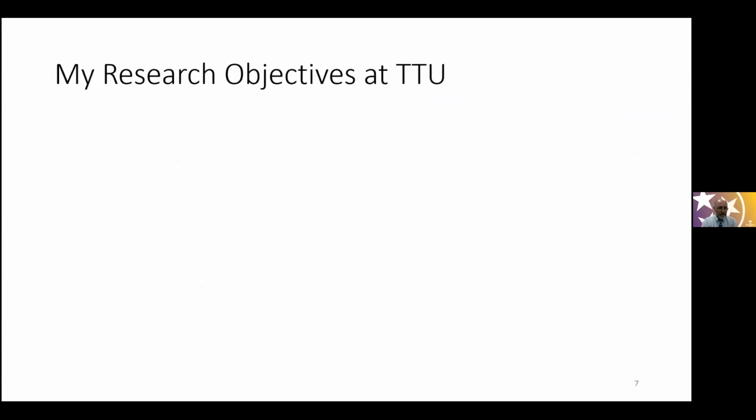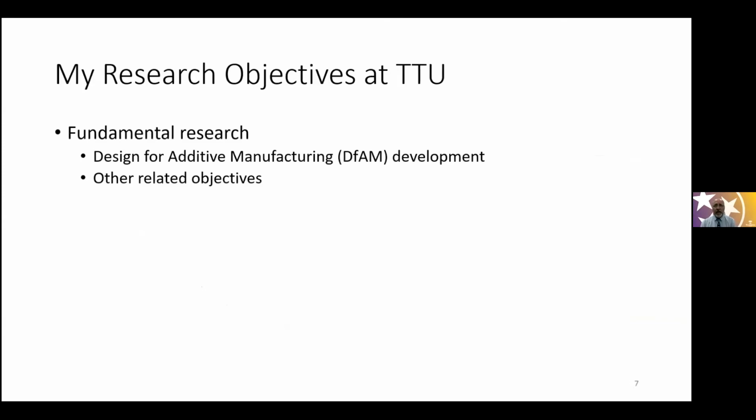Now, given that background, here are my research objectives at Tennessee Tech. Fundamental research I'd like to begin and continue here would be design for additive manufacturing, which is a field out in the scholarship area today. It's called DFAM, and I'd like to pursue further development of the DFAM context, and you'll see what in a minute, and other related objectives. If we have time, I'll go into it. I don't know that I will have time. That's why I left it blank.